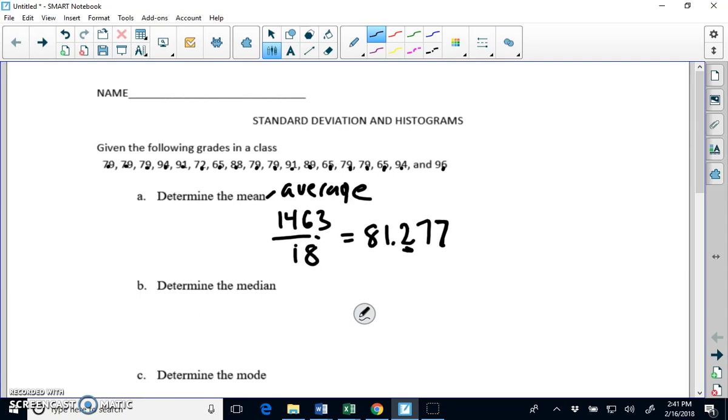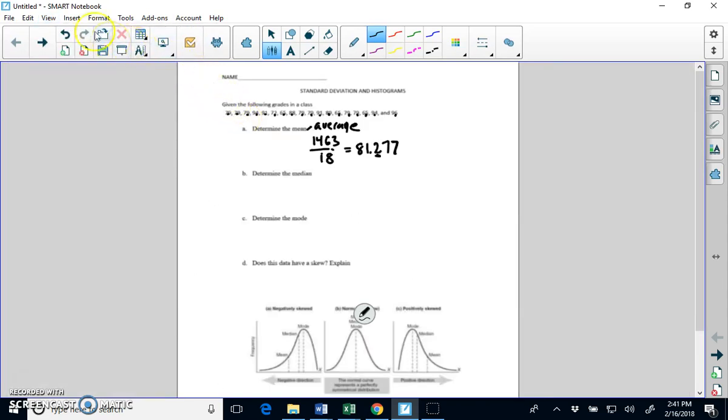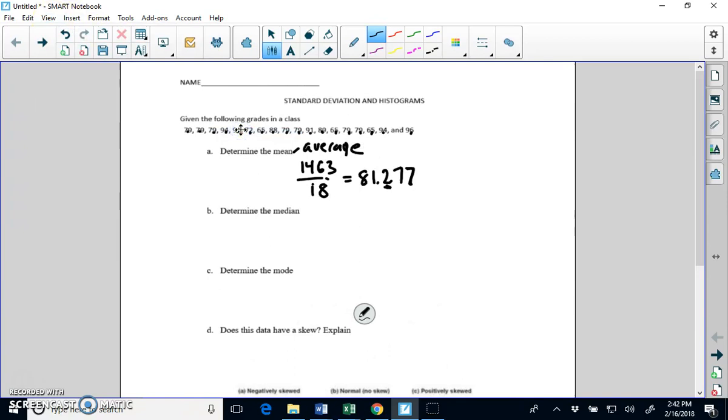All right, now the median is the most annoying one to calculate. The median is the middle score. If you remember from any statistics that you've taken, and it seems like most of you have taken none, in order to get the middle score, you have to do this really annoying thing where you arrange the scores from smallest to largest.